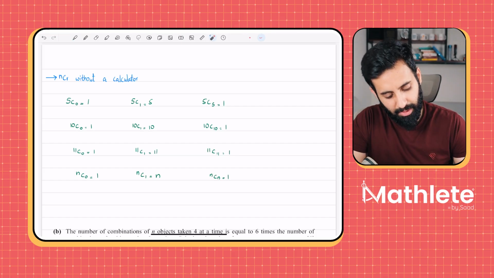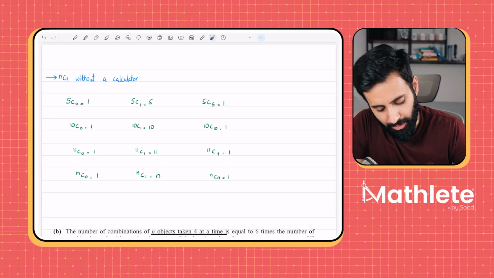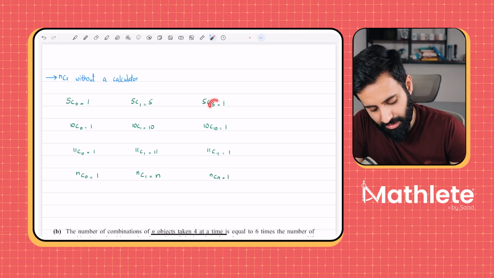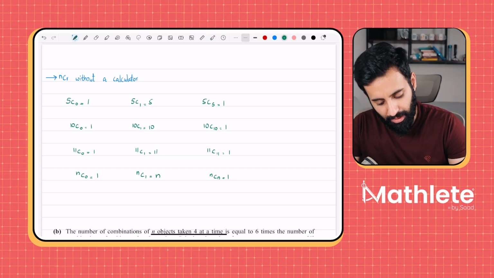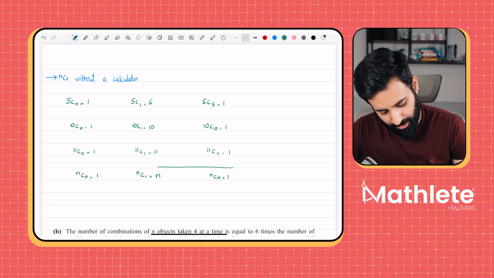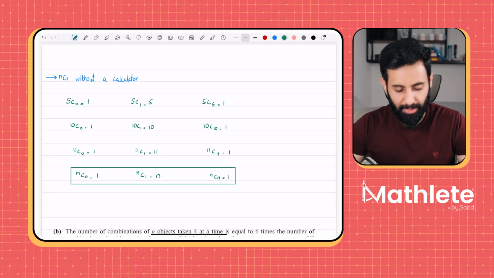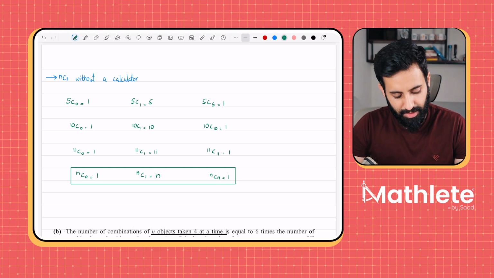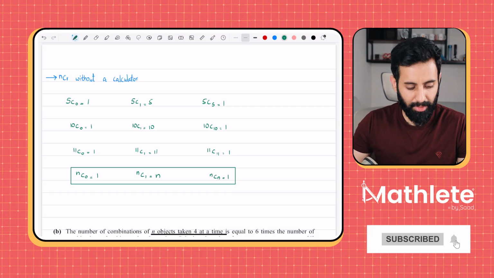So this basically means: how many ways can you select 0 objects from 5? There's only one way. How many ways can you select 1 object from 5? There are 5 ways. How many ways can you select 5 objects from 5 objects? Once again, there's just one way that you can do that. So these are your standard rules. There's no need to expand over here. If it's NC0 or NC1 or NCN, there's no need to expand. You can just straight away give the answer.